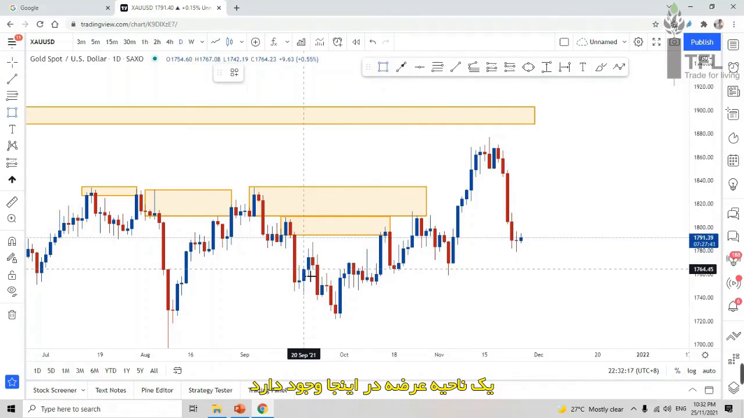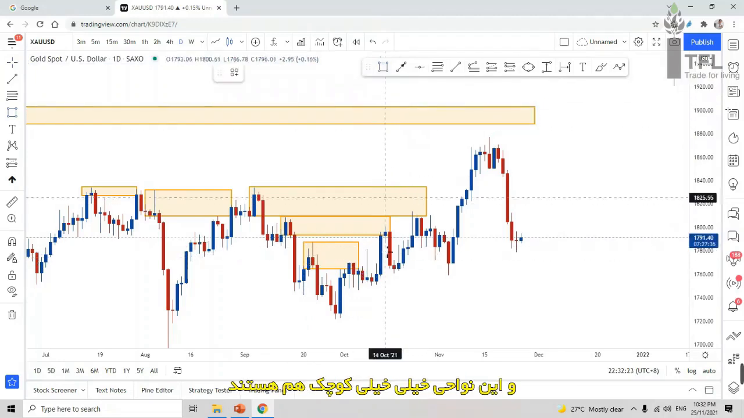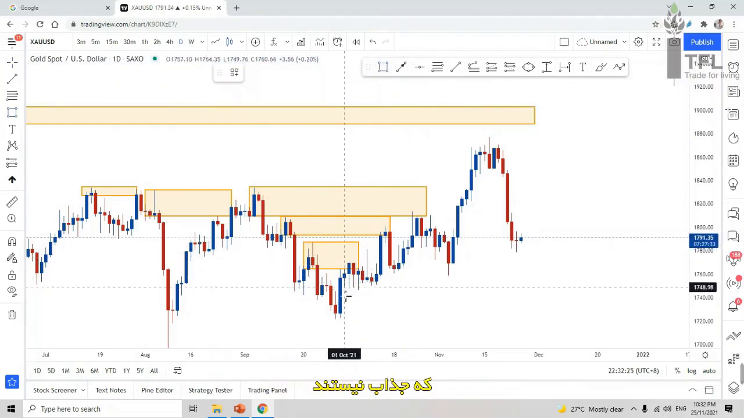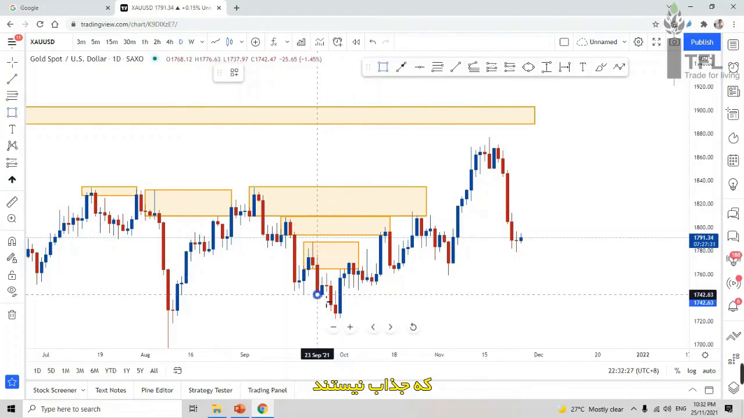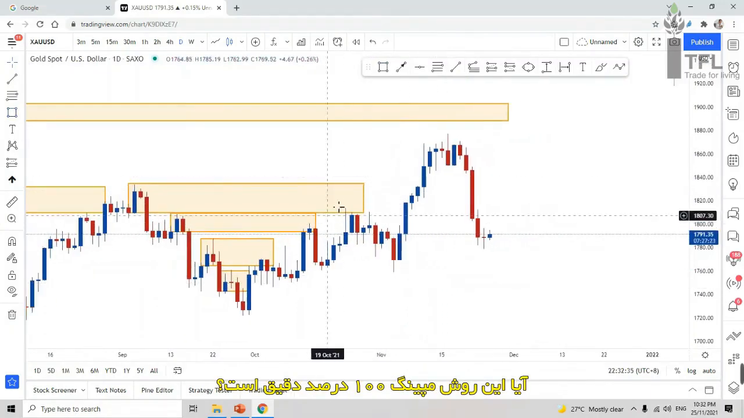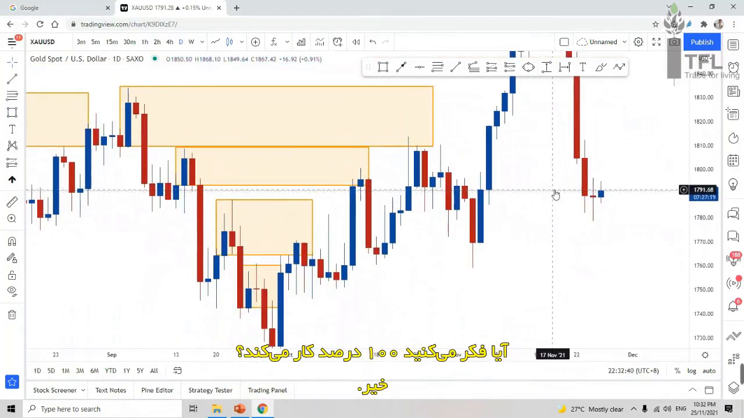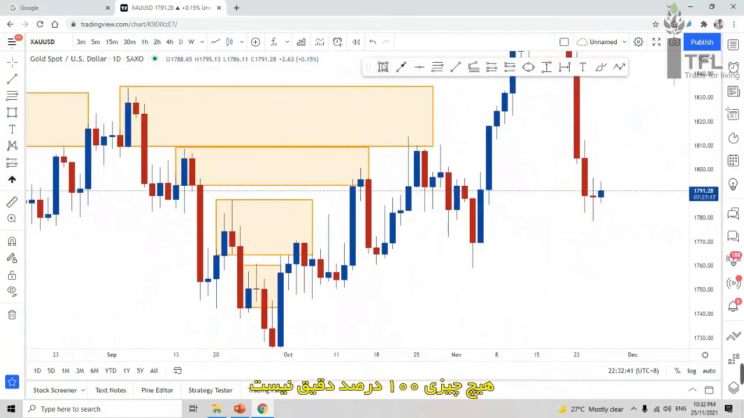So there is one supply zone over here, and it ends over here. And then of course there are small ones, not interested in those. You might practice yourself. It's okay, you just practice on your own. So is this mapping 100% accurate? Do you think it's 100% accurate? No. Nothing is 100% accurate.